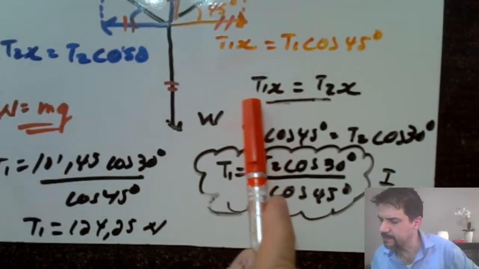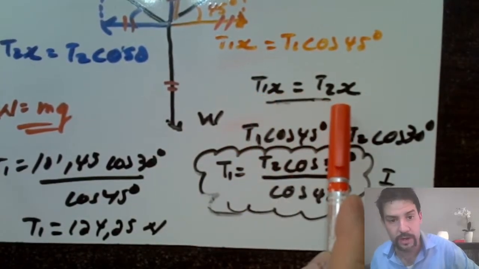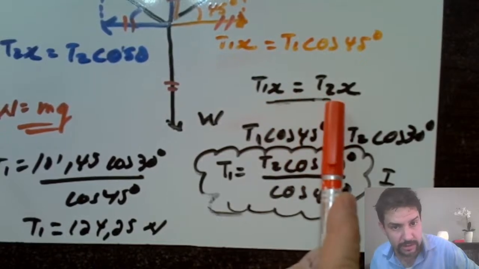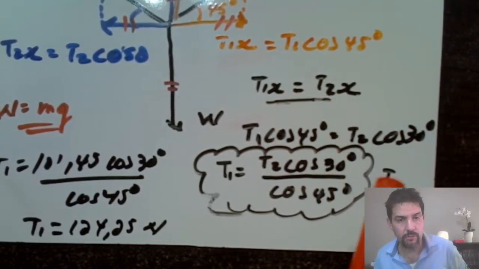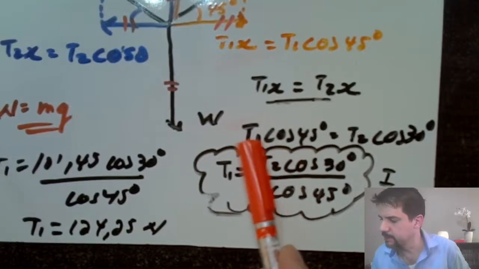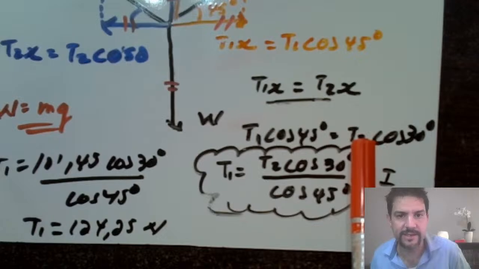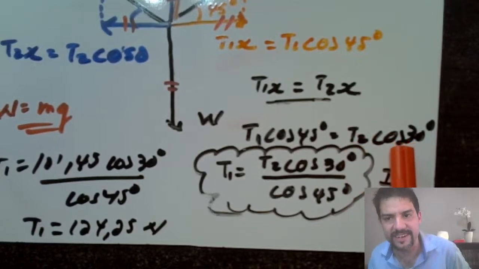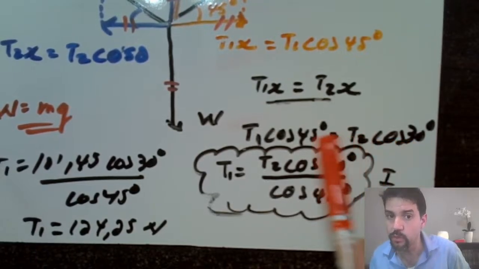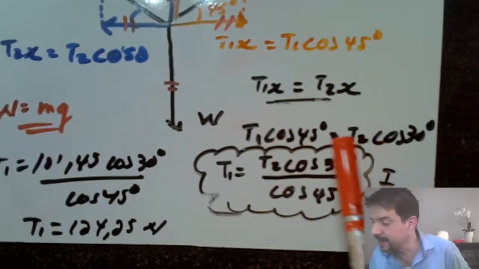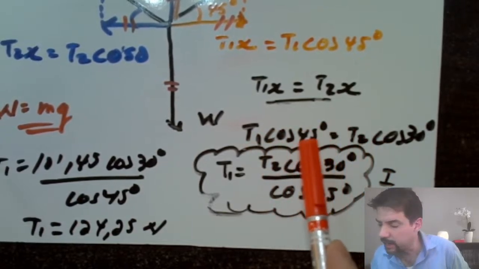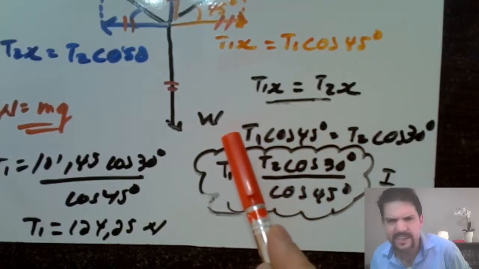I came here and I say T1 in X is equal to T2 in X. They are equal, but we don't have values. So I'm going to substitute just the formulas. T1 in X is T1 cos of 45. T2 in X is T2 cos of 30. We don't have values, so we have to work like this. Then I rearrange to calculate either of the two. In this case, I select T1.